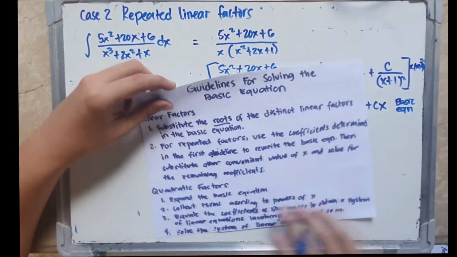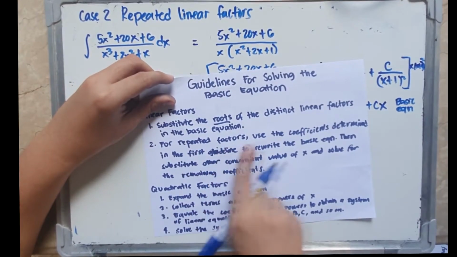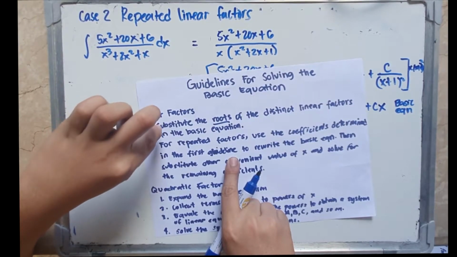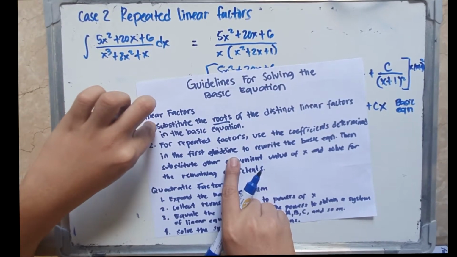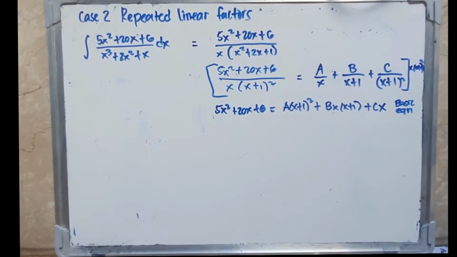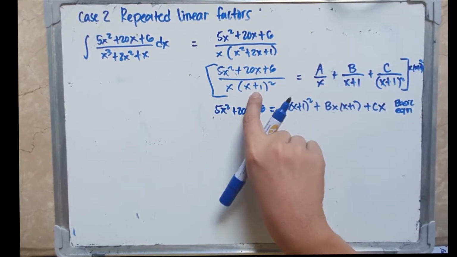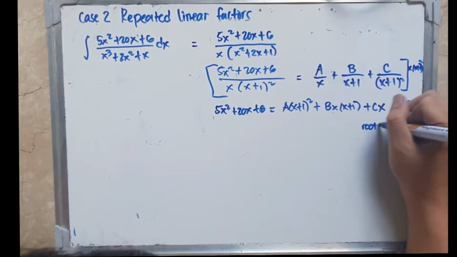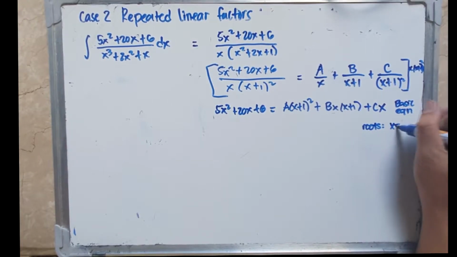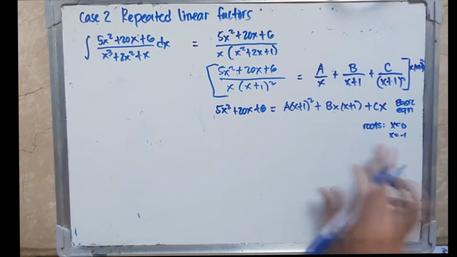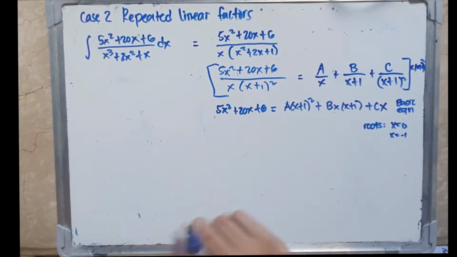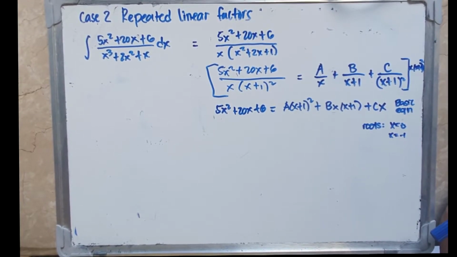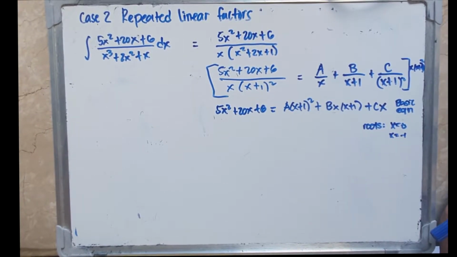Okay, for repeated factors, use the coefficient determined in the first guideline. So we will use first the substitution of the roots. What are the roots? Notice here the roots are 0 and negative 1. x is 0 and x is negative 1. Okay, let's try to substitute the roots. Let's use first 0.